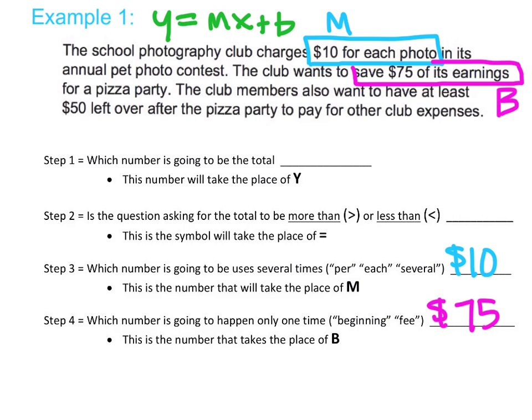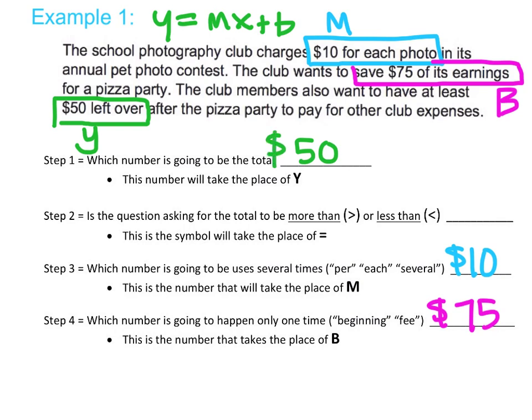The last number that's in the problem is $50. They want $50 left over. So at the end, they want to have $50. That is going to represent our total, which is now letter y. So I'm going to put that 50 on step 1. It said, what's the total? I now know my total is $50. That's what I want at the end.